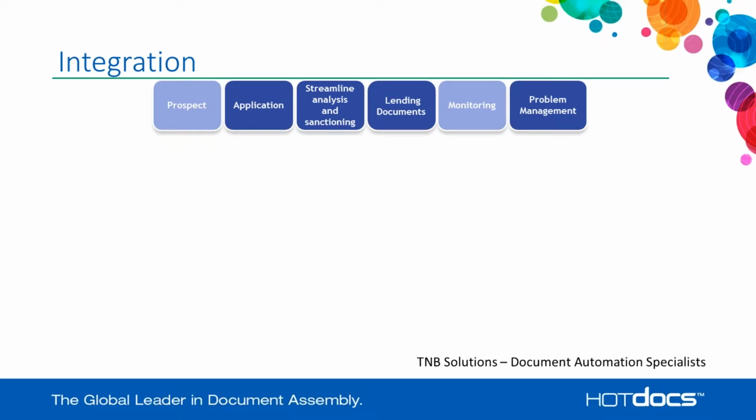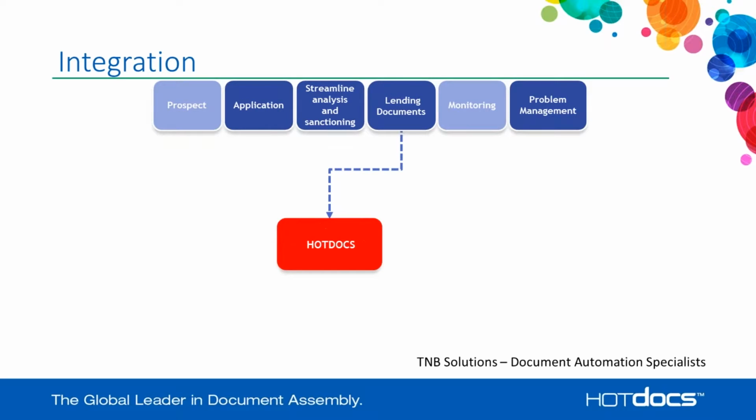If I go through the stages, the customer comes in and wants a facility, a loan, and they apply for that loan. That then goes to a sanctioning system, and an agreement is made for that lending proposition. The documentation then needs to be produced, and that's the bit that we'll mainly concentrate on. Once the documentation's been done, the loan can be drawn down, the loan will be monitored, and then you've got your problem management if that ever does happen.